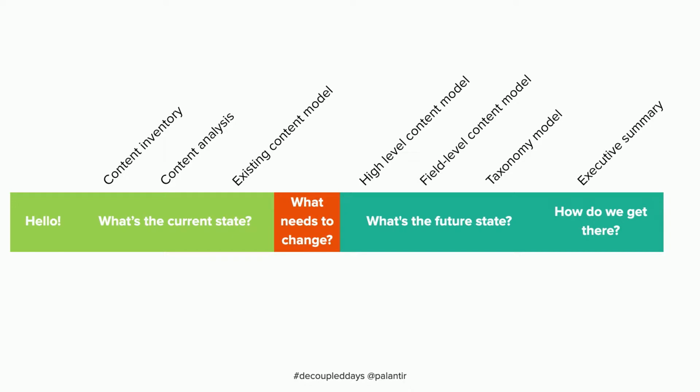So in a linear way, it sort of looks like this with friendlier words. What's the current state? There's a bunch of things we're going to do to figure out what that is. We're going to spend a little bit of time saying, all right, let's just restate what we need to change, and then figure out what the future state is, and figure out what those content models are. Can we iterate through that? So that's more of a cycle.